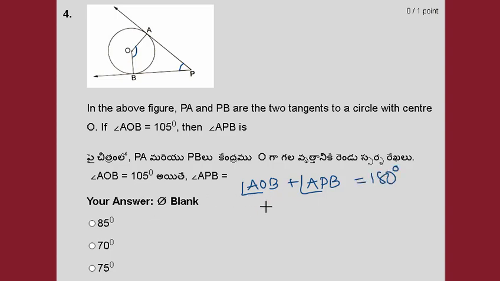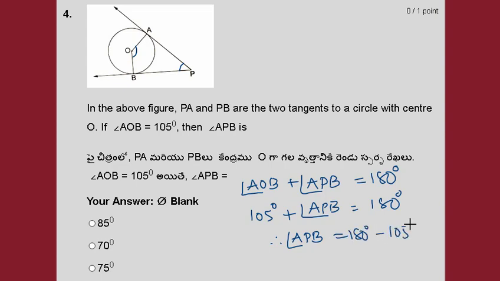Given that angle AOB equals 105 degrees, then APB we need to find out. So this is equal to 180 degrees. From this, angle APB equals 180 minus 105, which is equal to 75 degrees. So 75 degrees is the right answer.